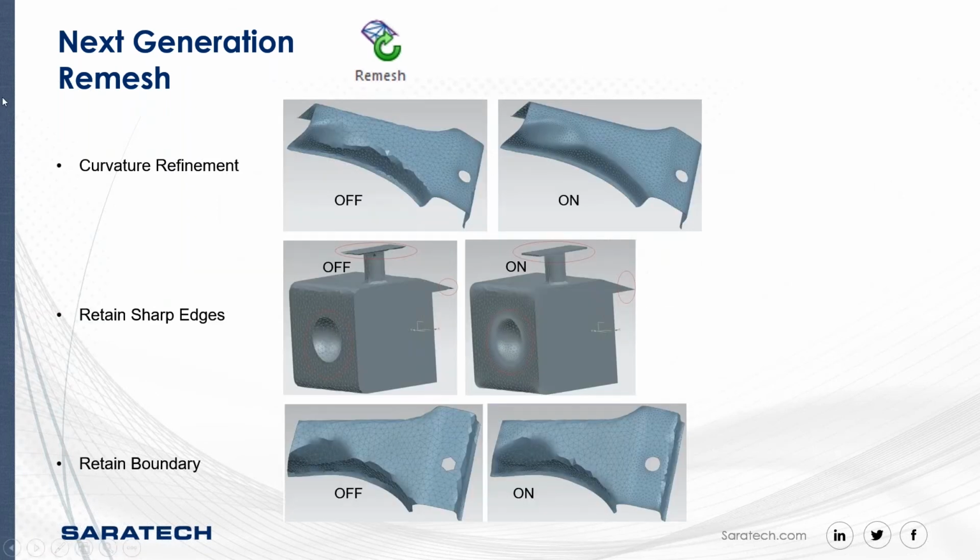So you can see here, what are some of our examples as they're turned on and off? What is my curvature refinement? If I've got it turned off, you can see it's very blocky. If I turn that on, it has a nice smooth meshing.